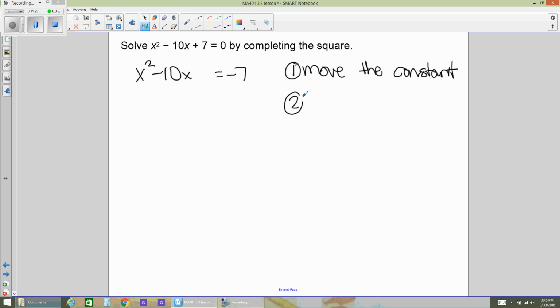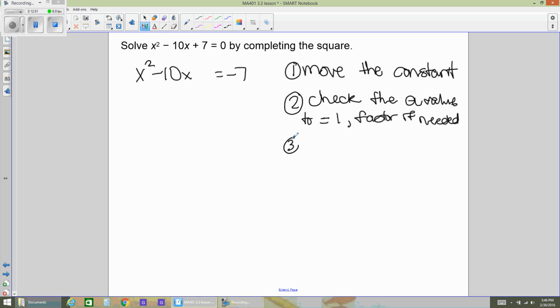Step 2 is check the a value. It needs to equal 1. Factor if needed. But x squared is already just 1x squared, so we're good there. Step 3 is take half of b, square it, and add to both sides.